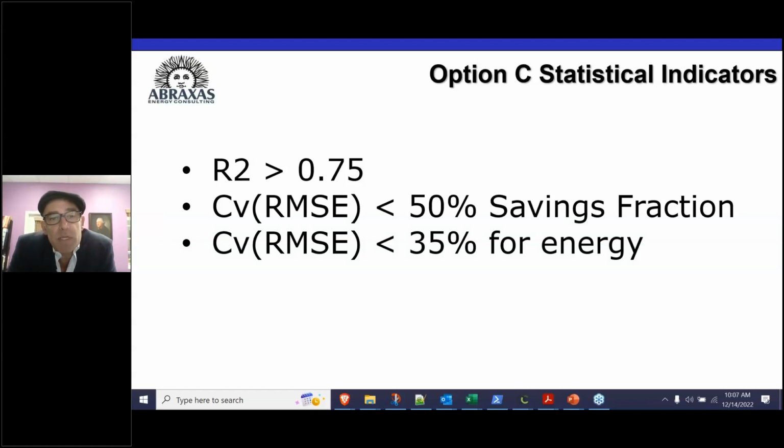ASHRAE 14 came up with the CVRMSE, which we'll talk about in a minute, and it should be less than 35% for energy. That's not exactly what they said, but pretty much, and I'll explain what they said in more detail in a later slide. Then EVO says the CVRMSE should be less than 50% of the savings fraction. Savings fraction is what percent you expect to save from this project. So if you expect to save 20%, then your CVRMSE should be 10% or less. That's a little harder to meet as a standard than the other one.